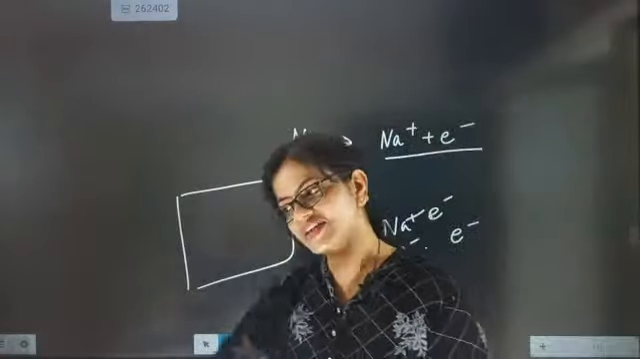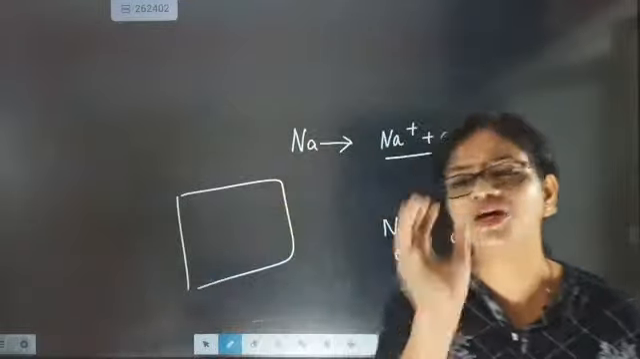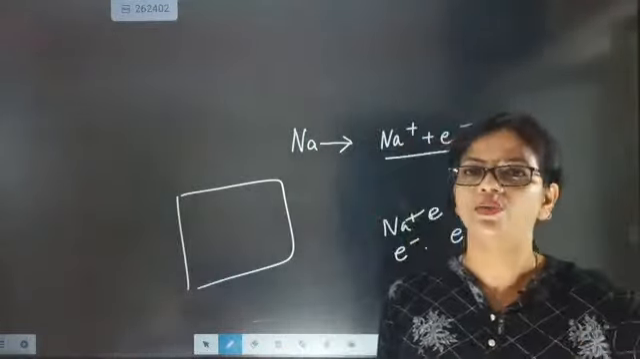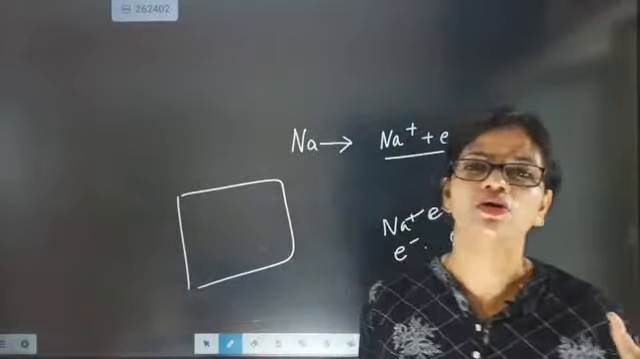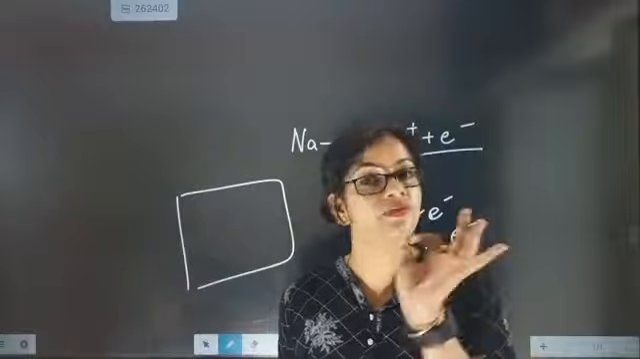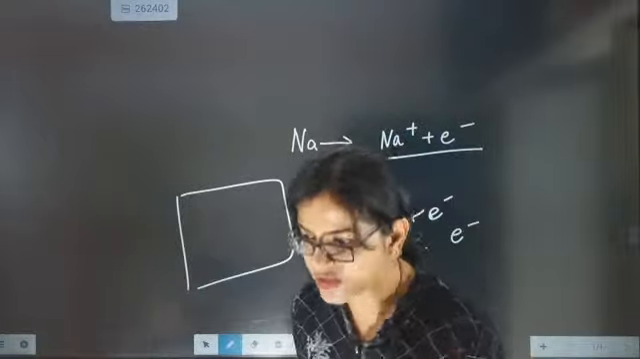That's it, Kamya. You have said the most important point. This is the most important point, that the bond between the ions and electrons is called a metallic bond. It will be the weaker bond, beta. It will not be the stronger bond. It will be the weaker bond.